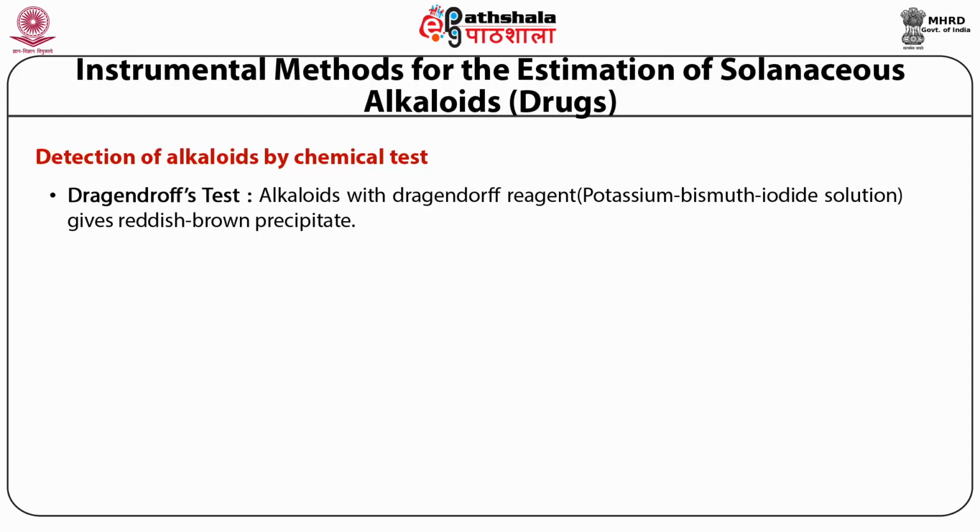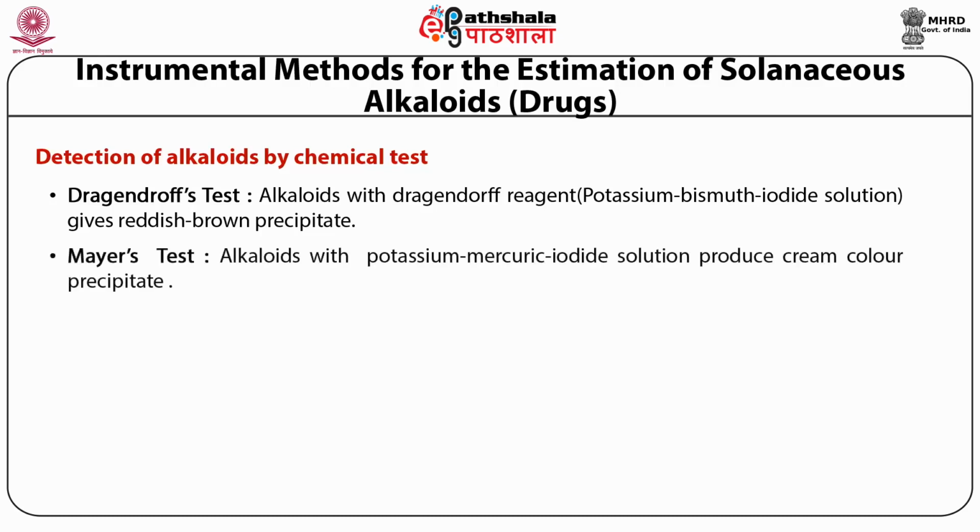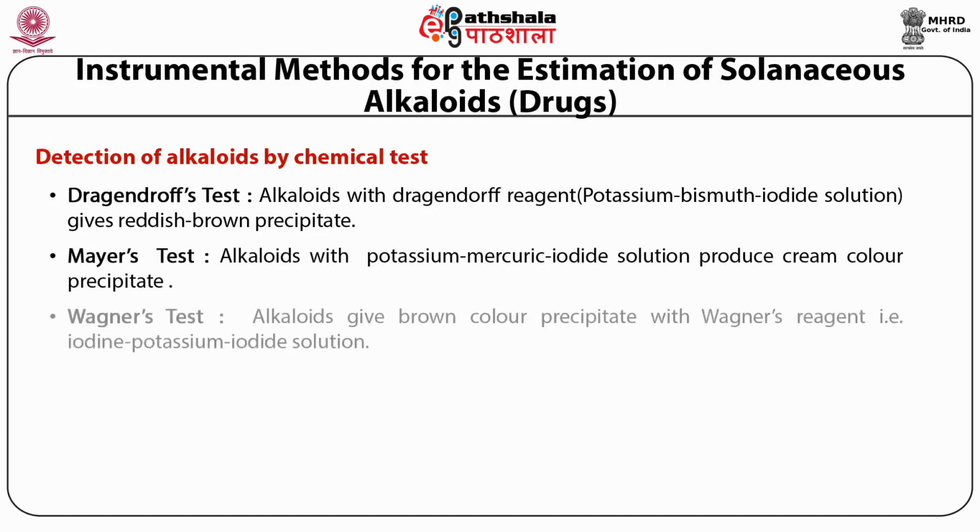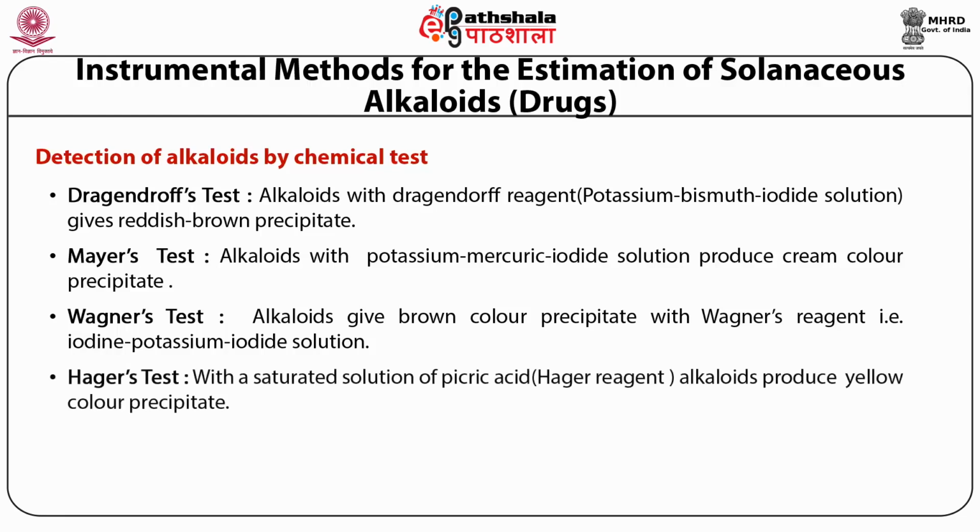This is the reason for the colored precipitates appearing in these tests. In Dragendorff's we have a reddish brown precipitate, in Mayer's a cream colored precipitate, in Wagner's a brown precipitate, while in Hager's we get a yellow colored precipitate. So they provide positive results for all these general tests for alkaloids.